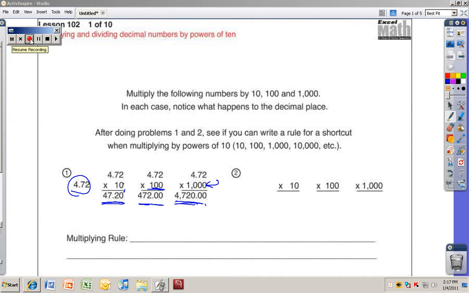All right, so we're going to do 5.3 on this one. Go ahead and multiply 5.3 times 10, times 100, and times 1,000 and see what you get. And pause the video and turn it back on after you have the answers.